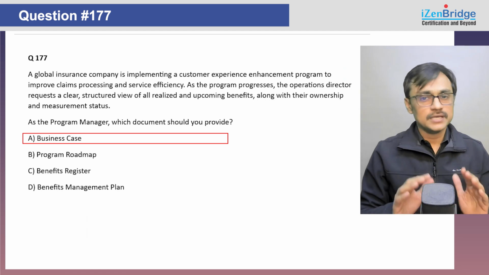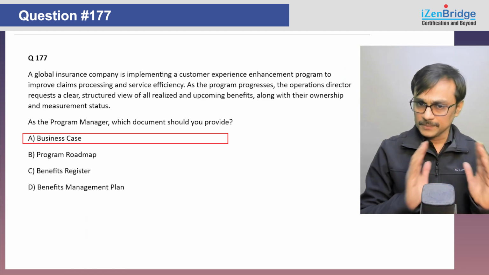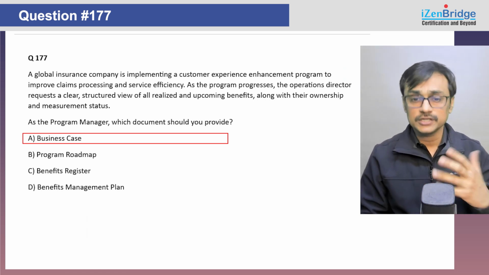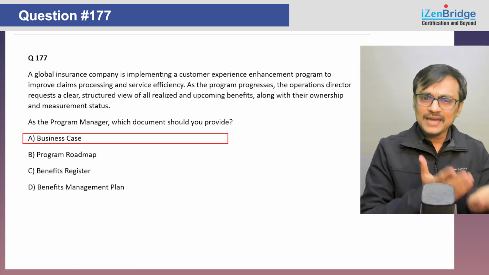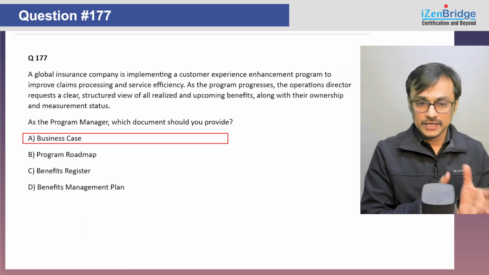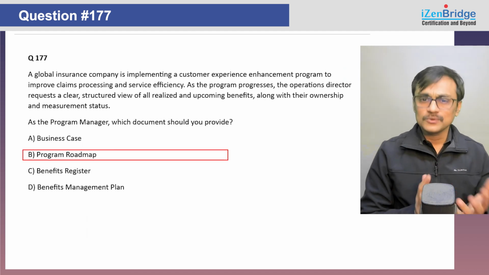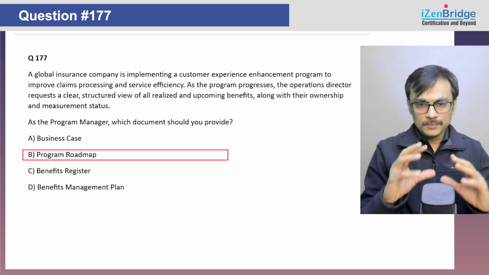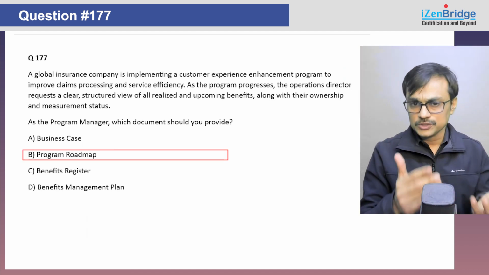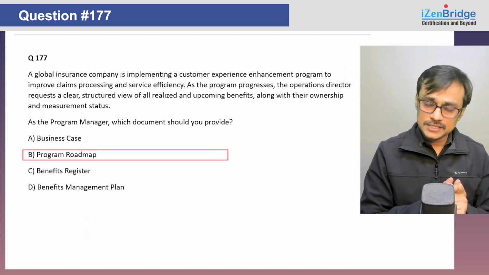As we learned, business case is a critical, secure, comprehensive document, not generally shared. It will be complicated for a person to share, and it is a justification. It may not contain where we are right now. Benefits management plan is basically on the approach only. Program roadmap is giving the view, but it is not focusing on the details related to the benefits which was asked in this particular question.